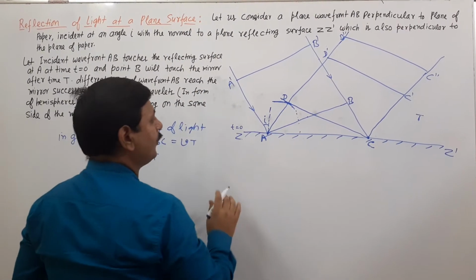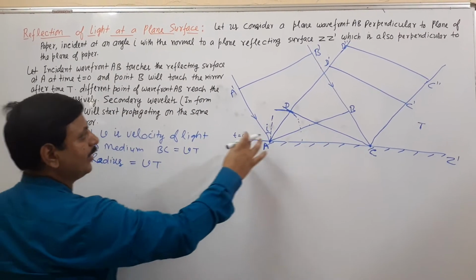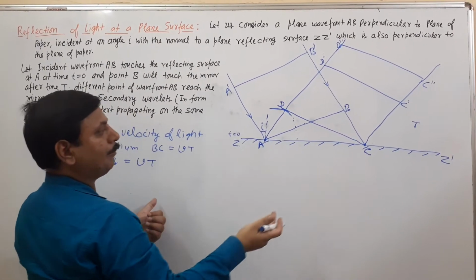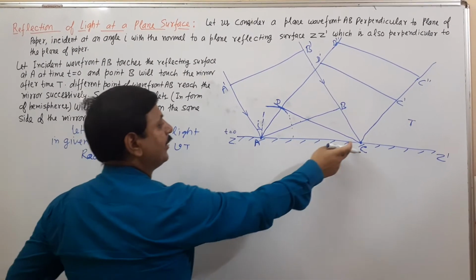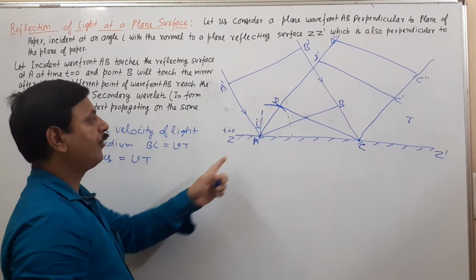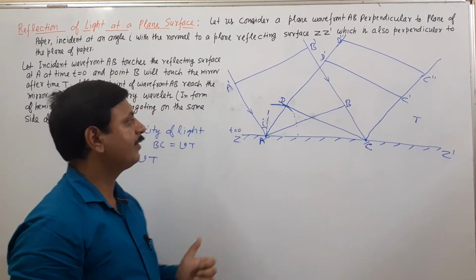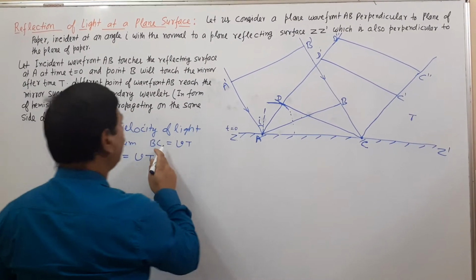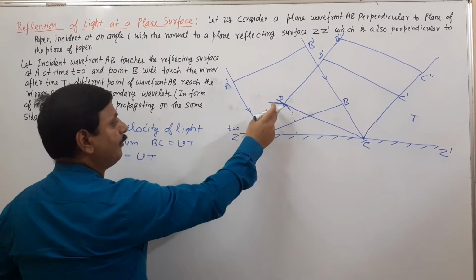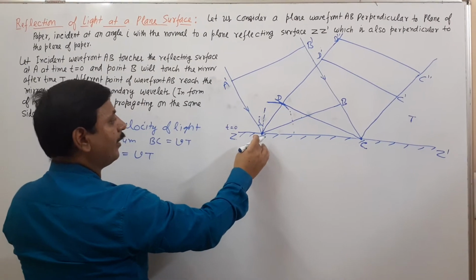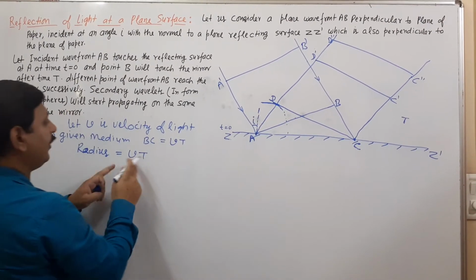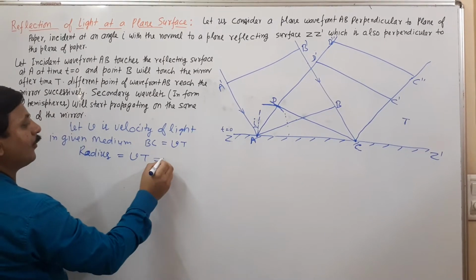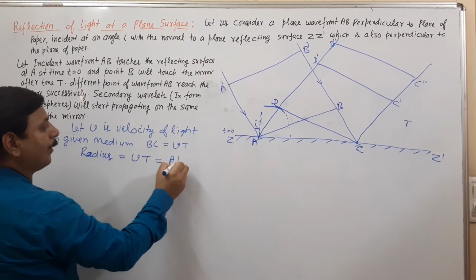So see here, this AB is the initial wavefront. By the Huygens principle, this CD will be the new wavefront of AB after reflection. I have told you BC is equal to VT, and we have drawn a hemisphere of radius VT. So you can say AD is equal to the radius, VT is equal to AD.